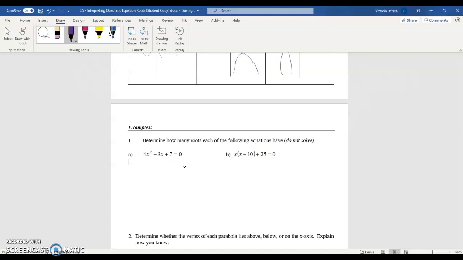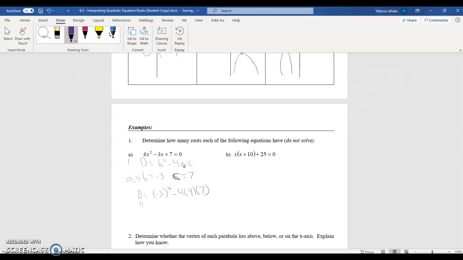So we know the discriminant is equal to b squared minus 4ac. And so our b is, let's just write down our information here. B is negative 3. Our a is 4. And then c here is 7. And so let's plug that in. So discriminant is equal to negative 3 squared minus 4 times 4 times 7.